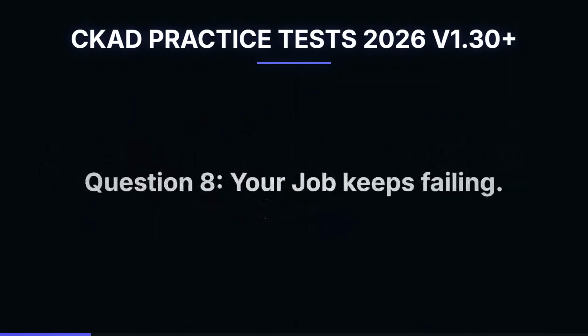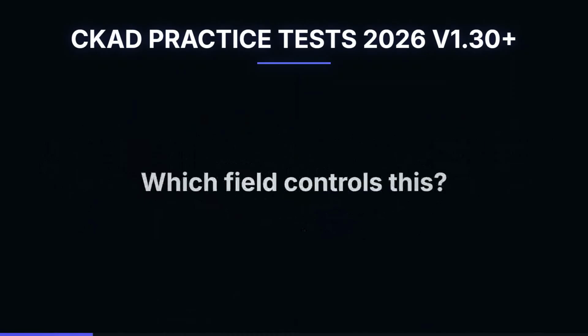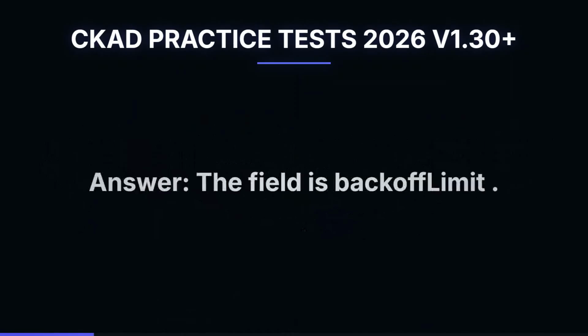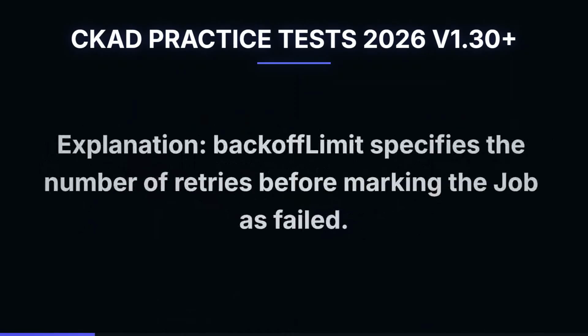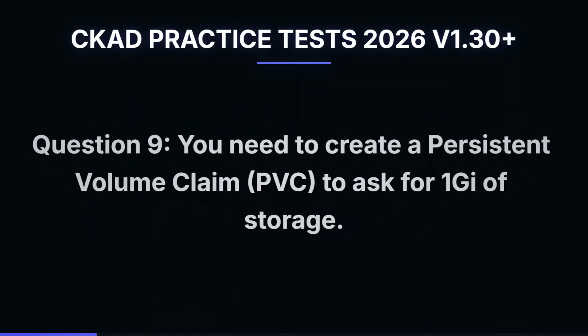Question 8. Your job keeps failing. You want it to try 4 times and then give up. Which field controls this? Answer: the field is backoffLimit. Explanation: backoffLimit specifies the number of retries before marking the job as failed. The default is usually 6.